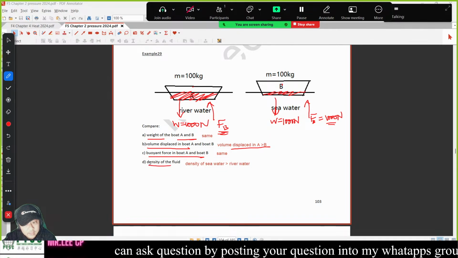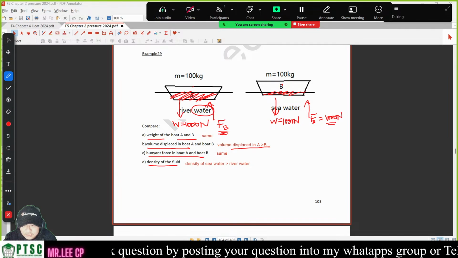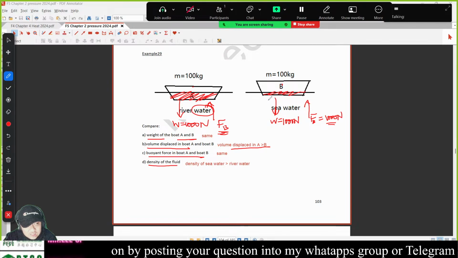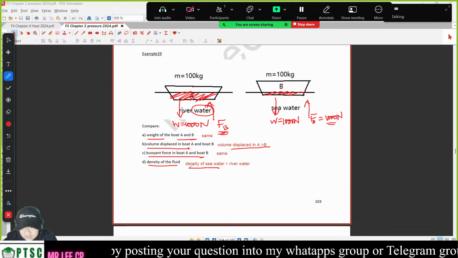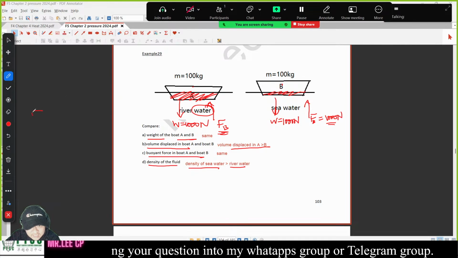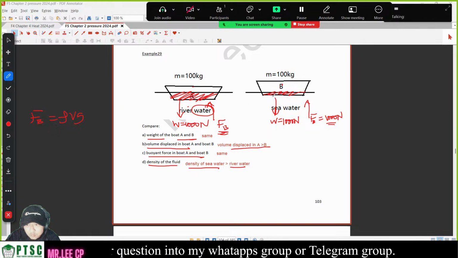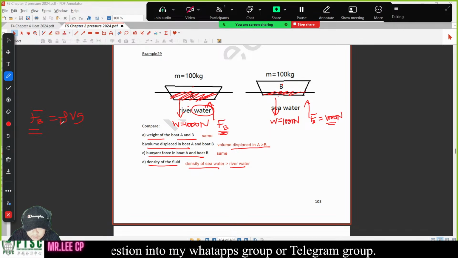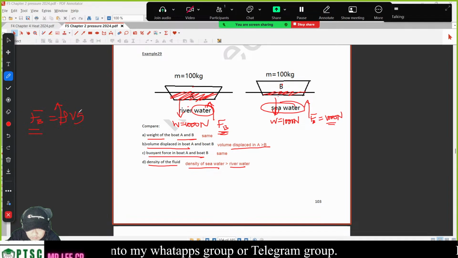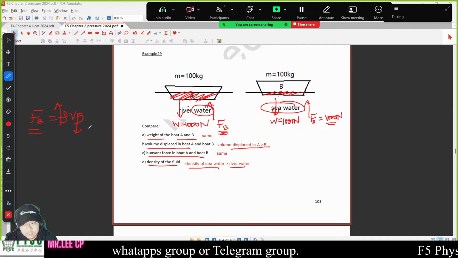Right? Density of the fluid, river water is smaller. Seawater got salt, so it is higher. Density of seawater is more than river water. So for this case, buoyant force is equal to rho Vg. Buoyant force is the same. The higher the density of seawater, the less the volume displaced.